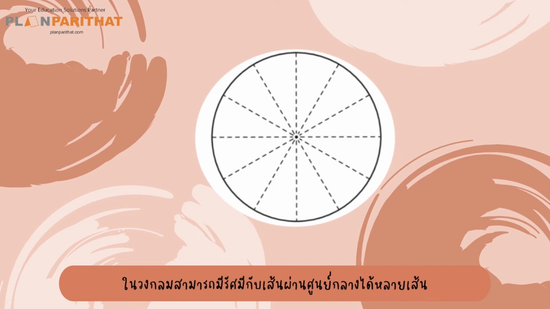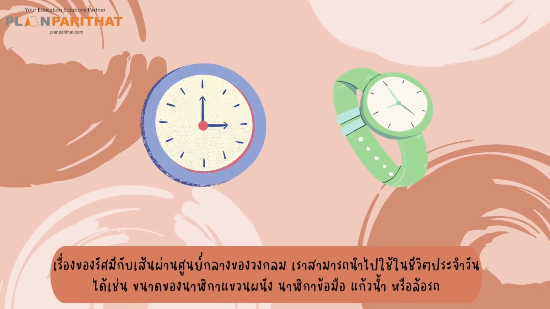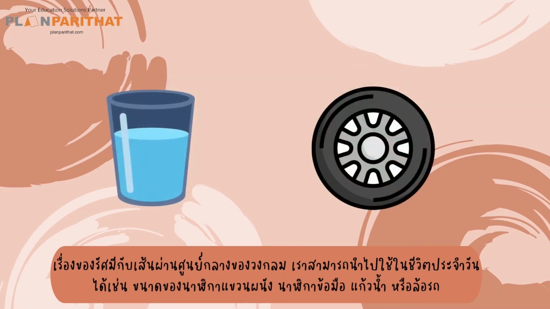Actually, a circle can have multiple radii and diameters. In fact, we can use the matter of a circle's radii and diameters in our daily life, such as calculating the size of a wall clock or a watch, or measuring the size of a mug or a car wheel.